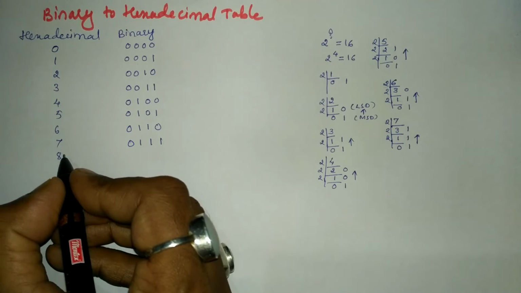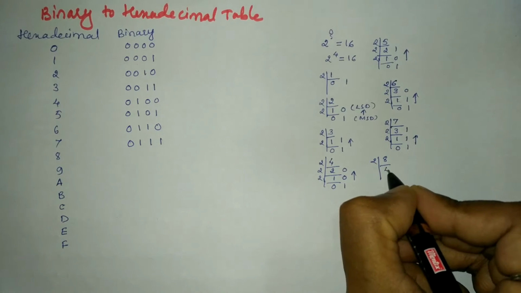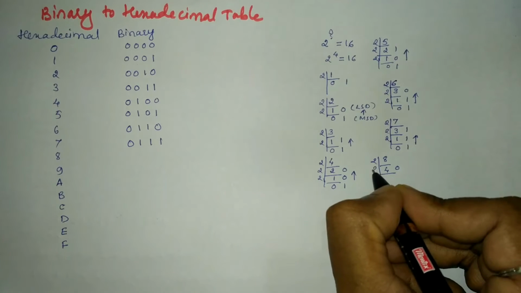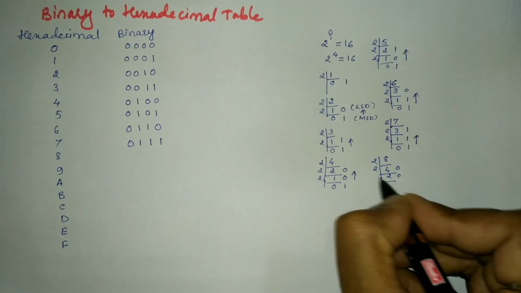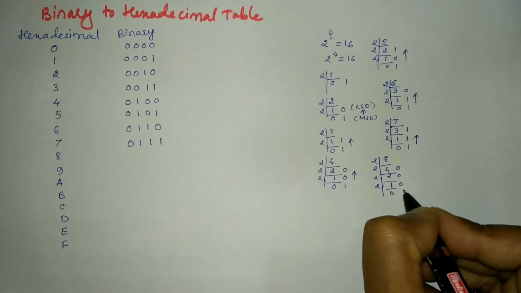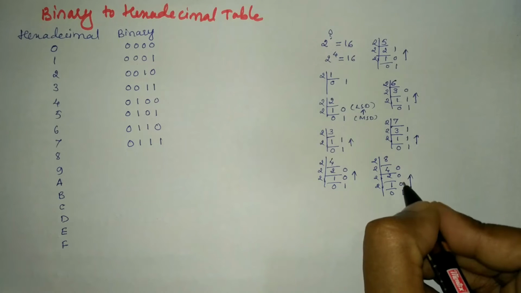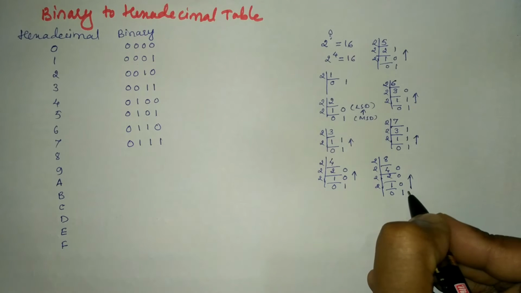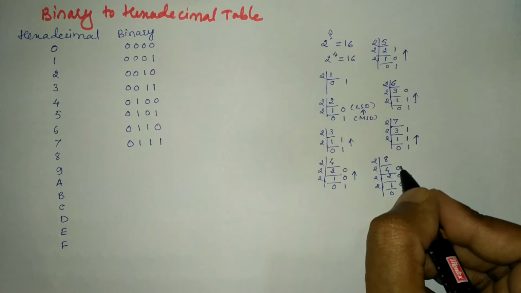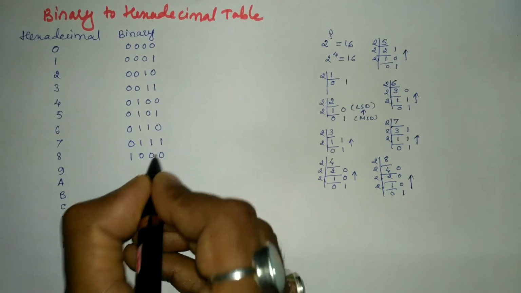Now similarly 8. Here I'll write 8 is to be divided by 2. 2 4s are 8. Remainder is 0. 2 2s are 4. Remainder is 0. 2 1s are 2. Remainder is 0. 2 zeros are 0 and this 1 will become the remainder. Here you can see we have got 4 binary digits. So 1, 0, 0, 0. Here I am going to write 1, 0, 0, 0.